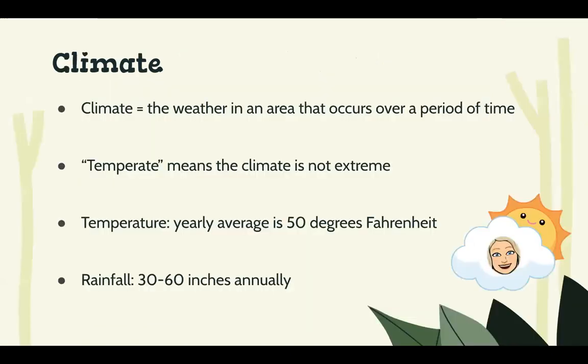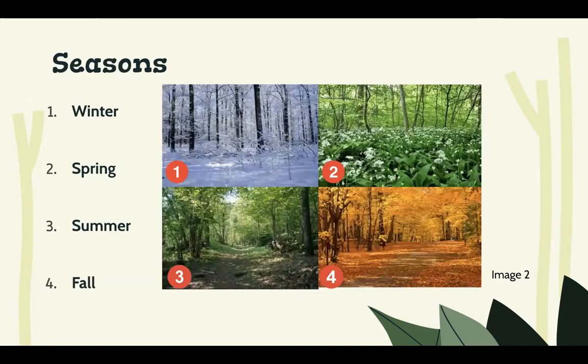Climate is the weather in an area that occurs over a period of time. Two important things in climate are temperature and precipitation, which means rain or snow. In the temperate deciduous forest, the climate is temperate, which means it never gets too extremely hot or too extremely cold. Although there are seasons, the changes are moderate. The average yearly temperature is 50 degrees Fahrenheit, and the average yearly rainfall is 30 to 60 inches. The temperate deciduous forest has 4 seasons, which are winter, spring, summer, and fall.